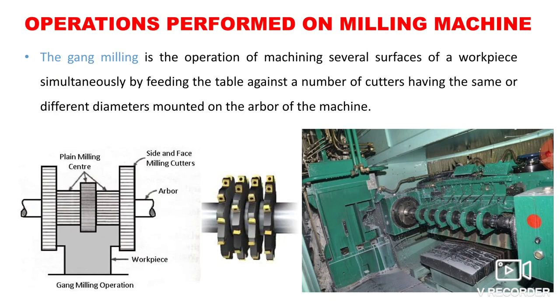Now gang milling is the operation of machining several surfaces. Several surfaces you can simultaneously machine by feeding the table against the number of cutters. So the feed is given with the help of the table. You have to move along x, y or z direction. The number of cutters can be used having the same or different diameters. Even different diameter cutters can be used.